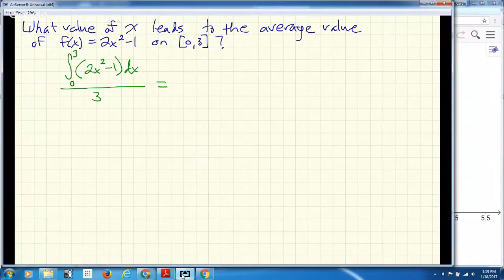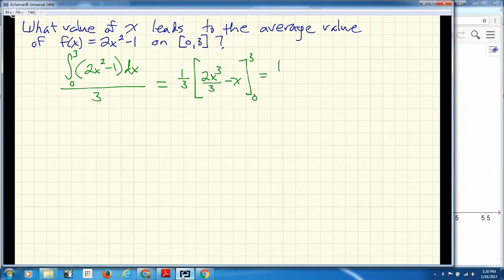So we need an antiderivative. So I'm going to write that as 1/3 times the integral from 0 to 3. Actually, I'm going to use the integral at this point because we can do an antiderivative pretty easy. Antiderivative of x squared is x cubed over 3, so we'll get 2x cubed over 3 minus x, and we want to evaluate that from 0 to 3.